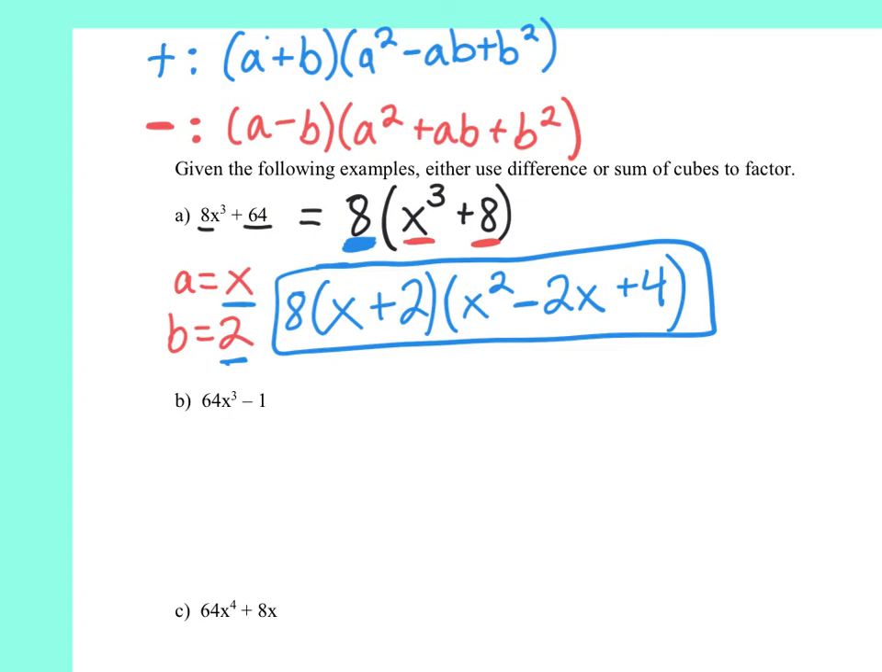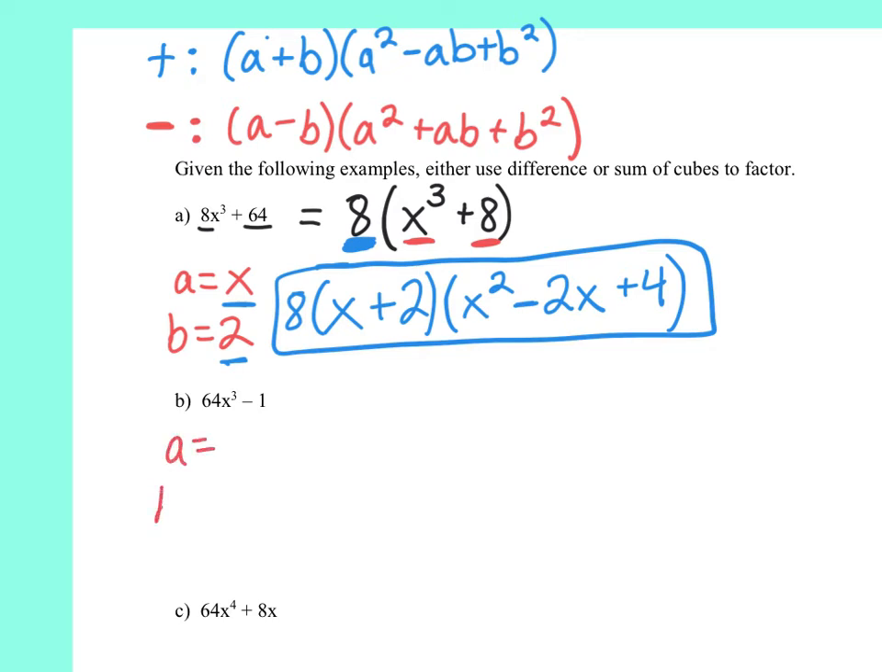Okay, so looking at letter B, we first check, is there a GCF between 64x to the third and negative 1? No. Okay. But we notice we've got an exponent of 3, so we need to check, is this difference of cubes? And is it? I see some heads nodding. Why? The subtraction sign. And then do we have 2 perfect cubes? Yeah. We get whole numbers out when we cube root, okay?